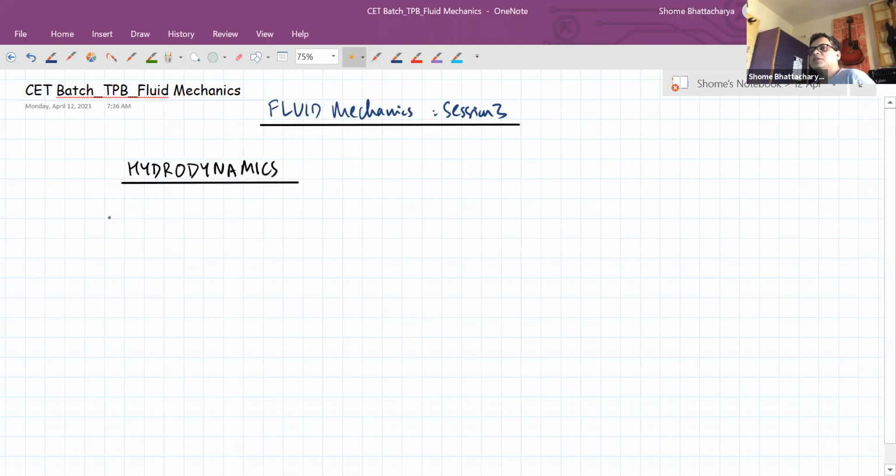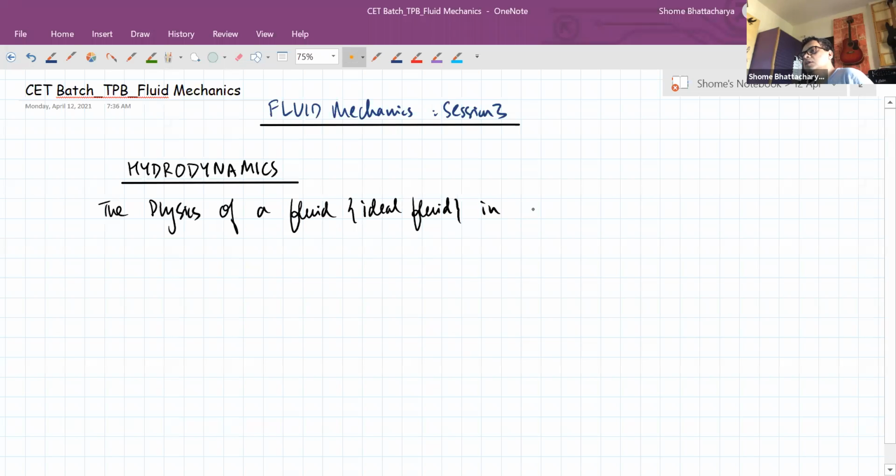So in this section, we'll be studying the physics of a fluid. And by a fluid, we mean an ideal fluid here, in motion. But by motion, we mean a particular type of motion called steady flow, or as we'll see later, also called streamlined motion.